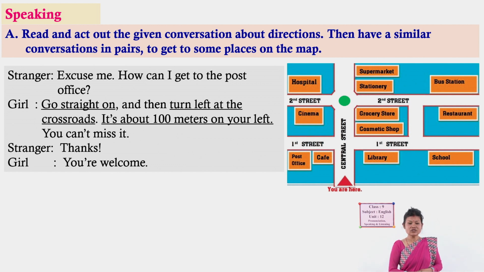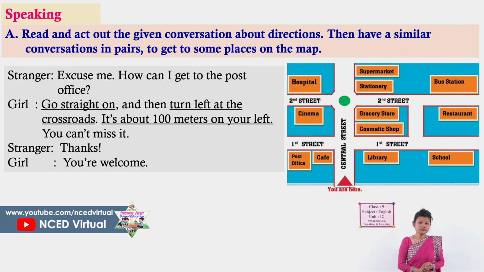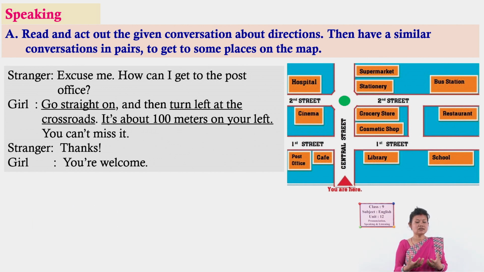Very good. You have really done a good job. Now, did you notice some of the words here, dear students? For example, go straight on, which are underlined here. Look at the dialogue delivered by the girl. Go straight on. Similarly, turn left at the crossroads. Yes, it's about 100 meters on your left. Do you notice these are not single words; these are phrases? While giving directions, we need some phrases which may help us to give direction, and there are many other such words or phrases which I will show you.